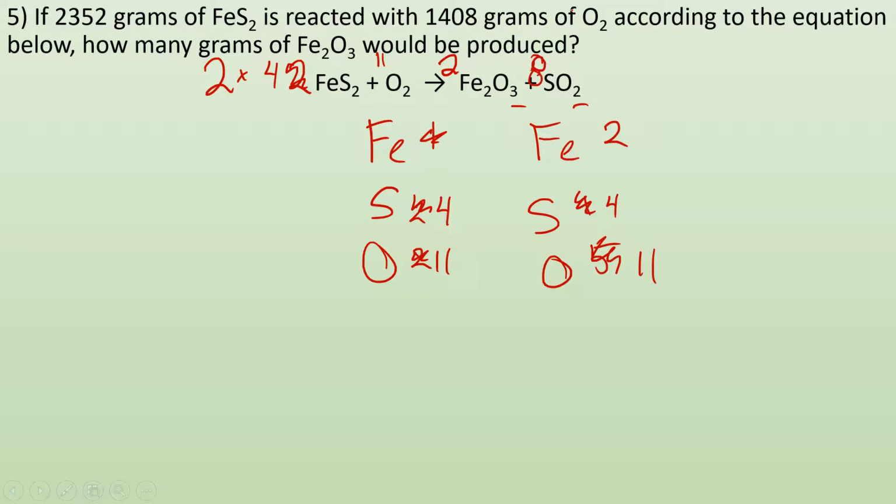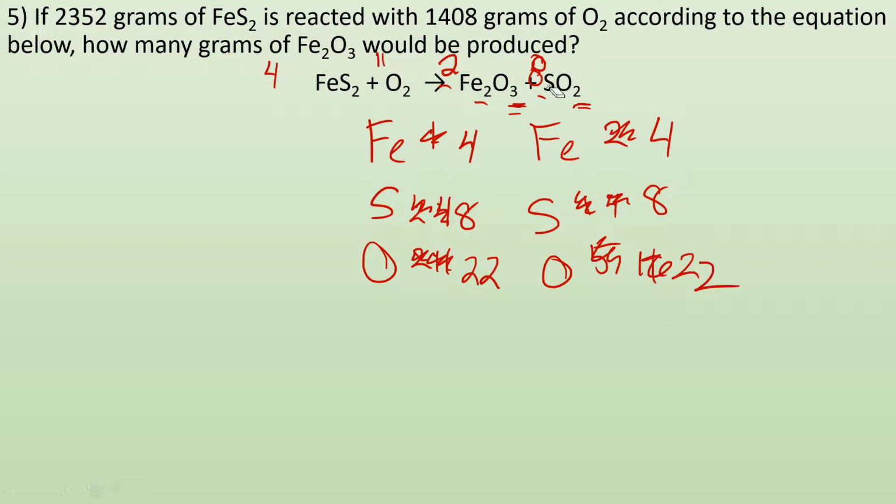So now you can go back and check to make sure that everything is still balanced. Well, how many irons do I have on this side? 4. I have 8 sulfurs, and I have 22 oxygens. Let me check this side. This side, I have 4 irons. This 2 times 2, I have 8 sulfurs. Awesome. I have 2 times 3 oxygens is 6, plus 8 times 2, which is 16, which gives me 22. Everything's all balanced now. I did a good thing.